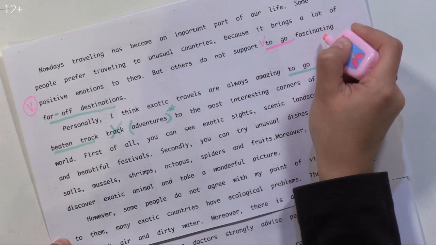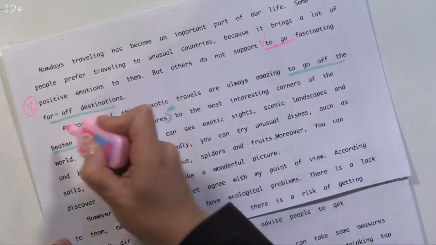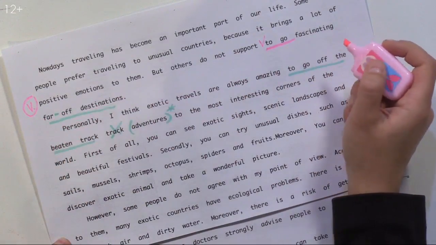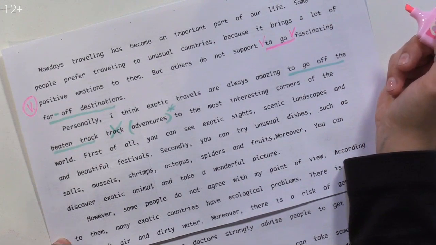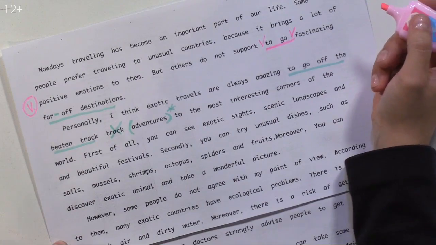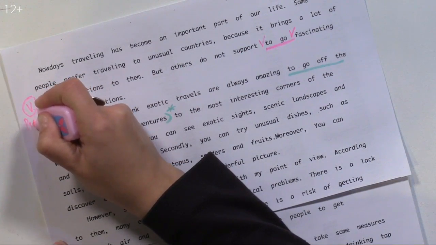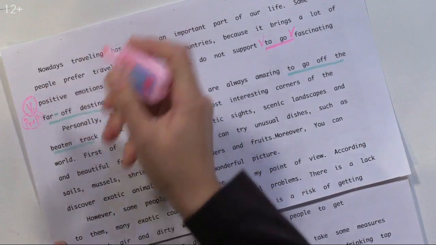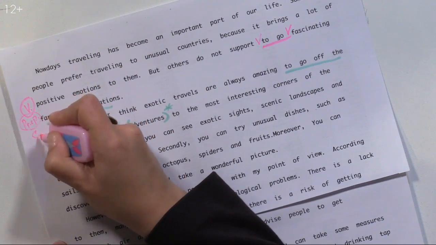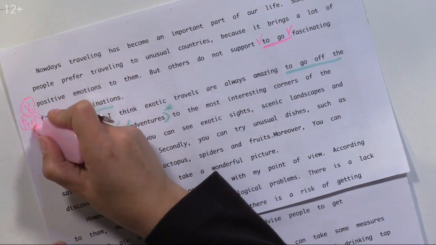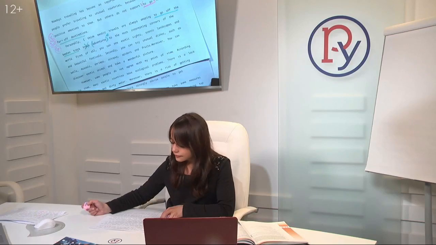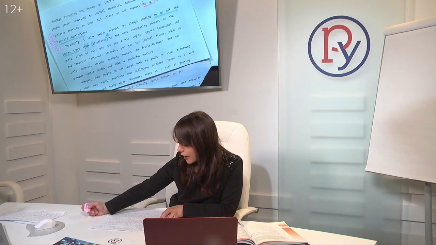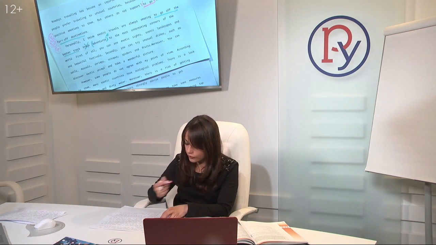I'm not going to correct it right now because we're using indirect corrective feedback with air quotes, right? Support going, and there is also a preposition missing, right? Support going to fascinating, far-off destination. So there is also a preposition missing and a spelling mistake. So we can mark these far-off destinations as spelling. Personally, I think exotic travels are always amazing to go off the beaten track. The most interesting corners of the world.